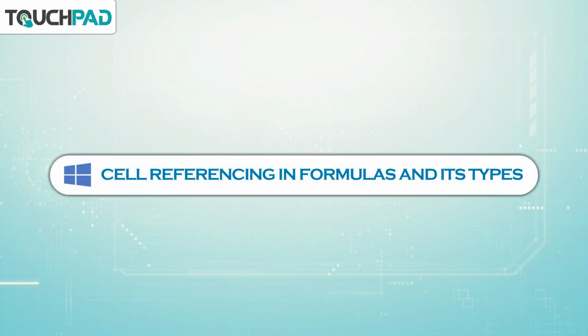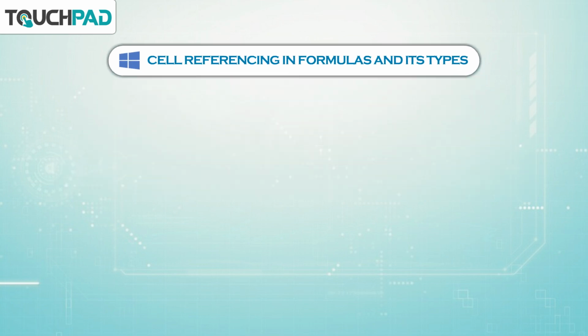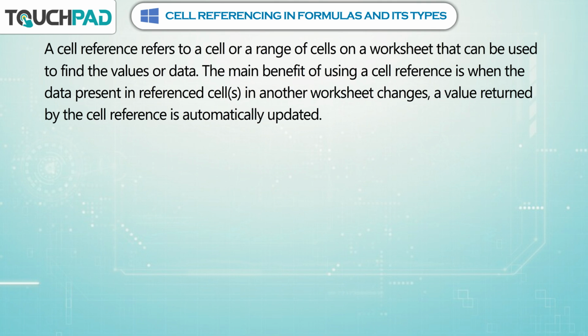Cell referencing in formulas and its types. A cell reference refers to a cell or a range of cells on a worksheet that can be used to find the values or data. The main benefit of using a cell reference is when the data present in the referenced cell or cells in another worksheet changes, the value returned by the cell reference is automatically updated.